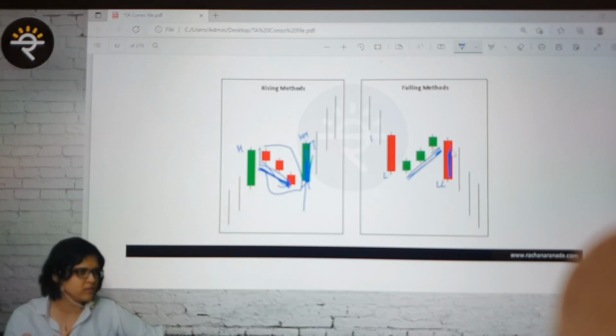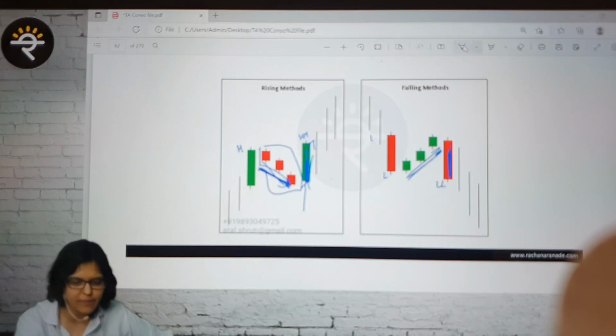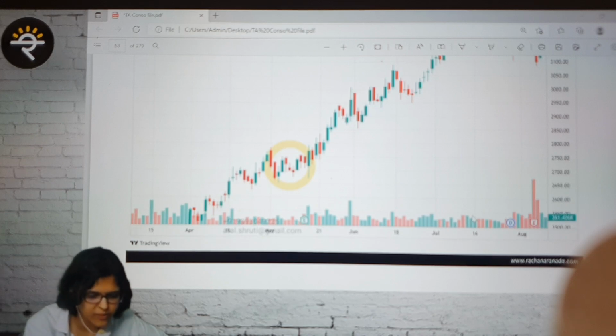Volume gives a good confirmation. Agreed. It will give a good confirmation. Yes. Shall we see some examples? Let's see here. Everyone, please pay attention.